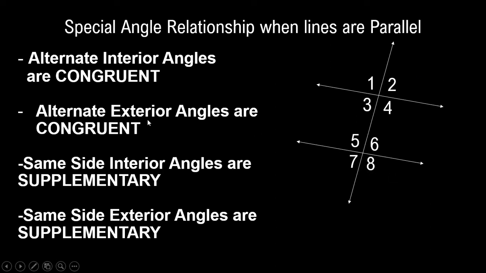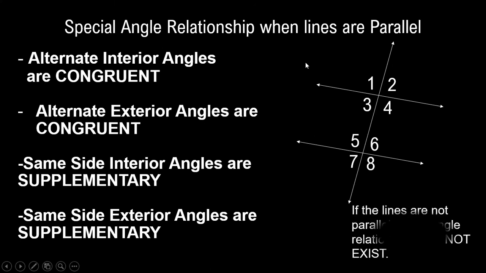So we only have four special angle relationships when lines are parallel. But take note that if the lines are not parallel, then these angle relationships do not exist or are not applicable.